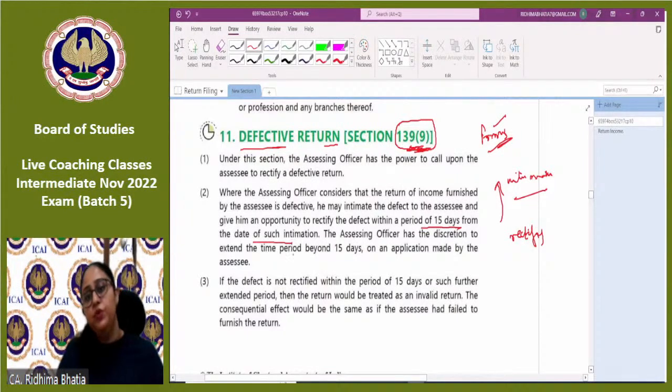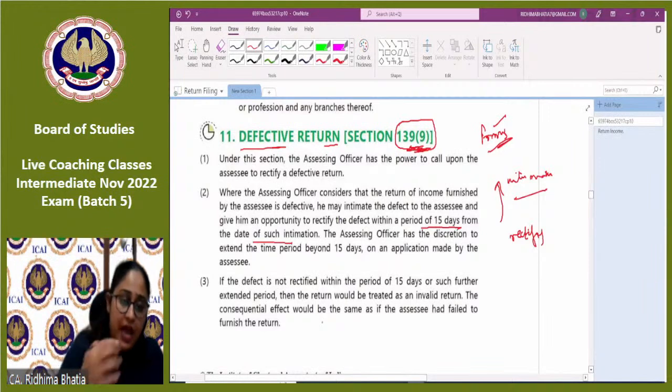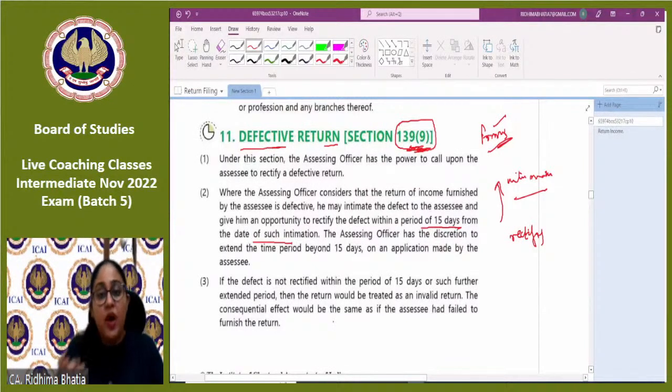So if I have told you today, which is 20th, then by 4th of August, 15 days calculate kar lena, you have to rectify the error. So if I, the income tax authority, give you a notice that your tax audit report was not mentioned, you have to rectify that error within 15 days. Within 15 days. If you do not rectify the error within 15 days, your return would be treated as invalid. It will be assumed that no return was filed by you.